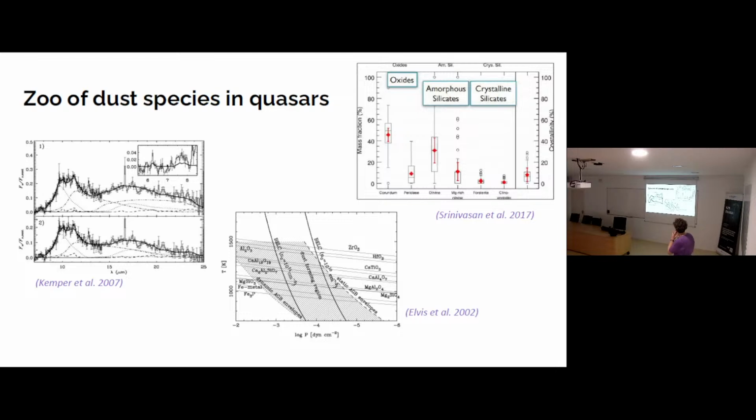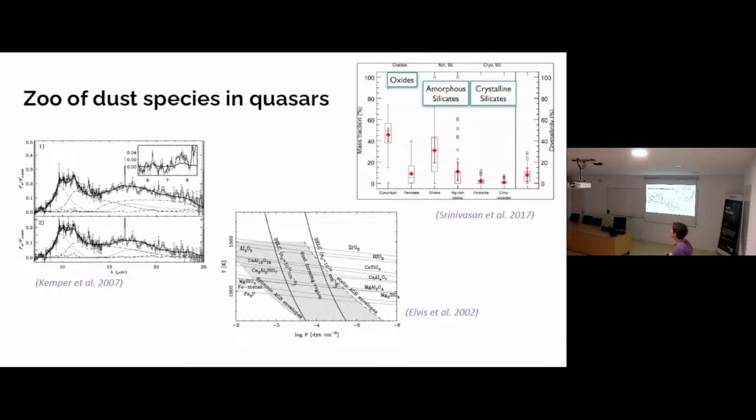So this is something that I've looked at as well in the past. Here you see silicate emission from a particular quasar, but you see a lot of substructure that indicates that there are other dust components present as well. And we looked at a larger sample a few years ago, and actually there's a whole range of possible compositions. So here are the compositions, here are the species.